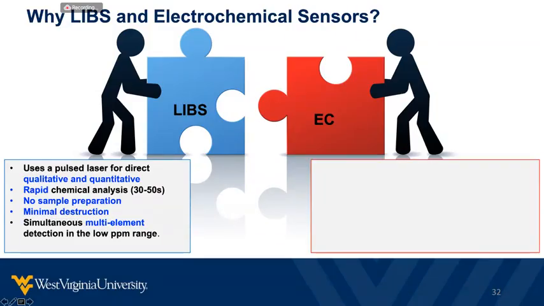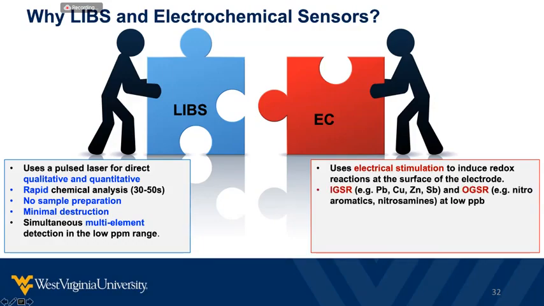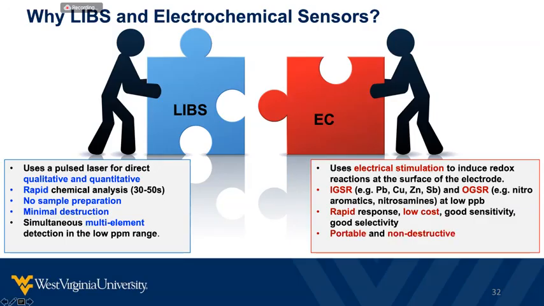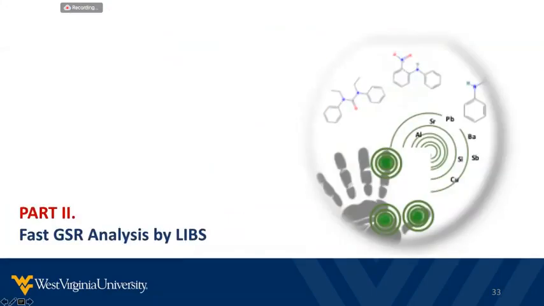In the case of electrochemistry, we're going to use an electrical stimulation to induce redox reactions at the surface of the electrode so we can obtain simultaneously both inorganic and organic information. It has a very rapid response, low cost, and offers good sensitivity and selectivity. And as we're going to learn later on, it is portable and non-destructive. But first, we're going to study the fast GSR analysis with LIPS, and I'm going to pass my mic to Dr. Trejos. Thank you, Liz.